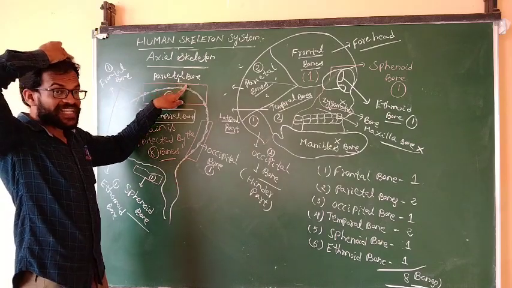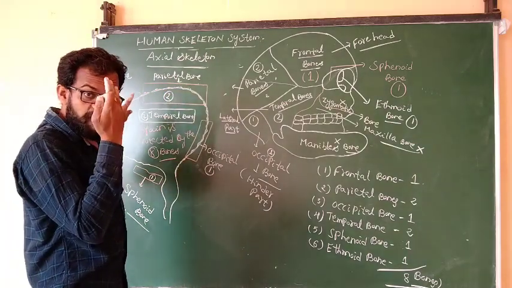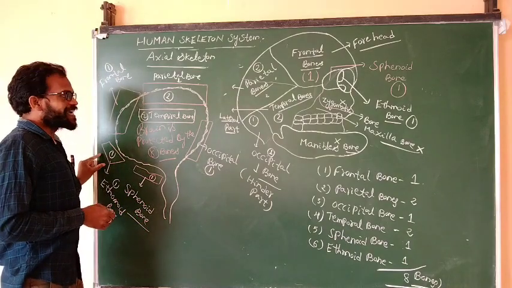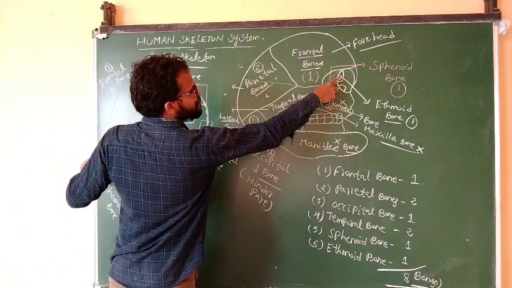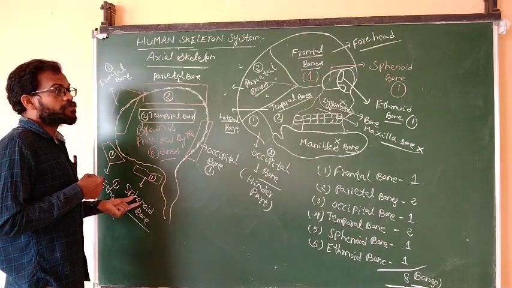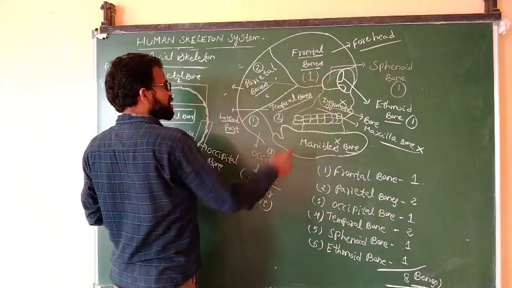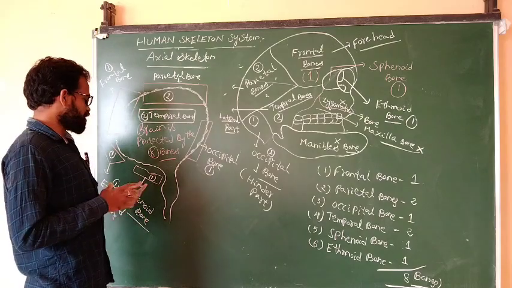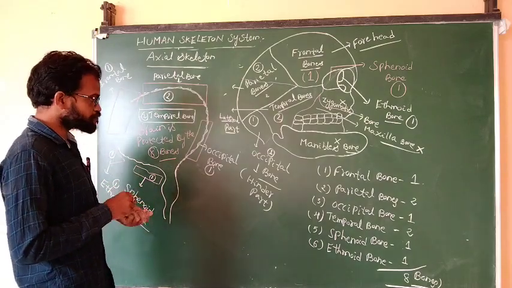Parietal bones form the roof of the skull. And also the frontal bone, which is the forehead. And the ethmoid, which is present inside the eyes. And also the sphenoid bone, which is present below the nose part.